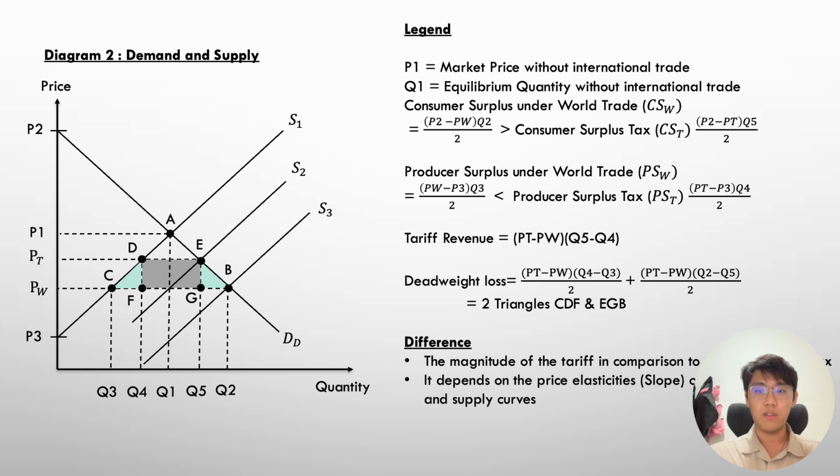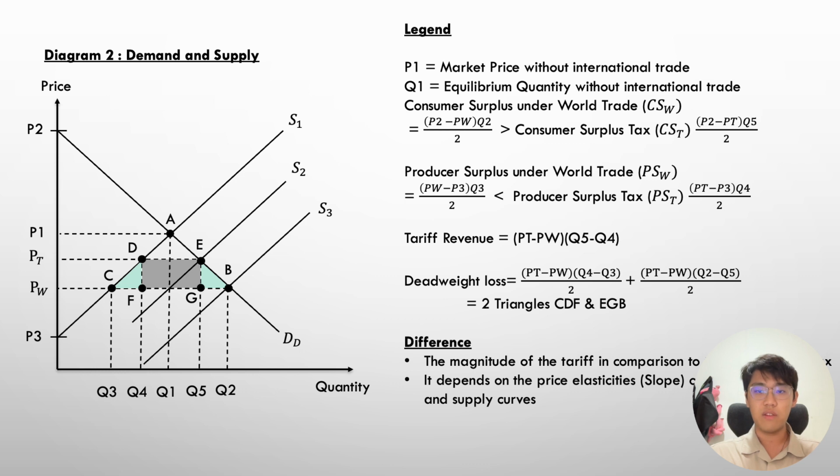When tariffs are imposed, domestic consumers will be paying more, which will benefit domestic producers due to the increase in price. The impact it has on international trade is that there will be a decrease in imports as Q2 becomes Q3. The new consumer surplus can be calculated when tariffs are imposed by taking P2 minus PW times Q2 divided by 2. The new producer surplus can also be calculated by taking PW minus P3 times Q3 divided by 2.